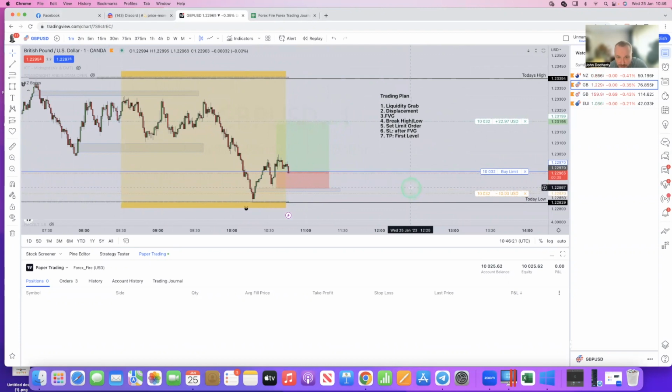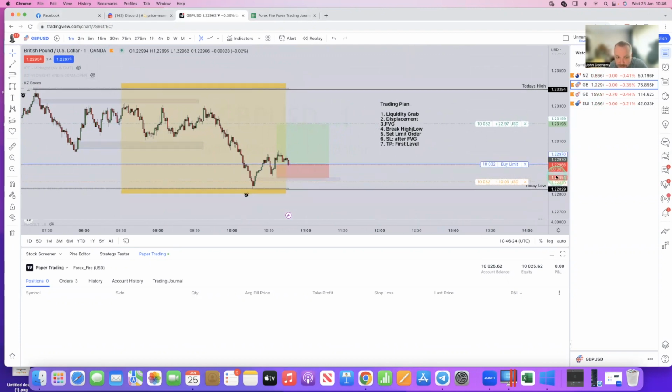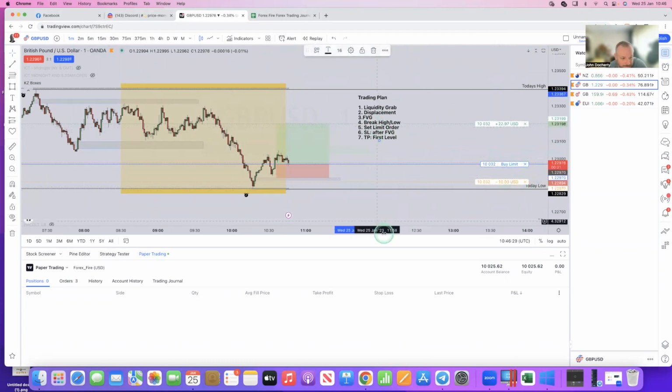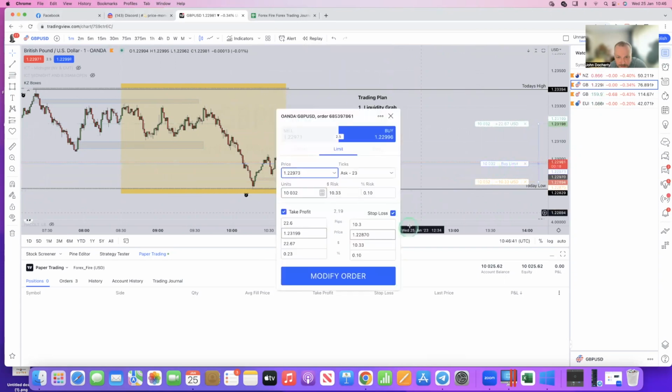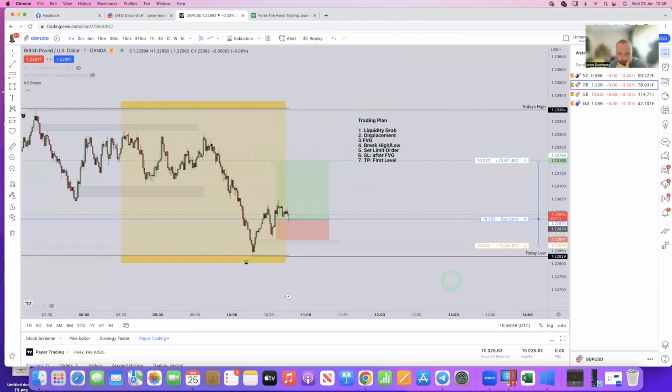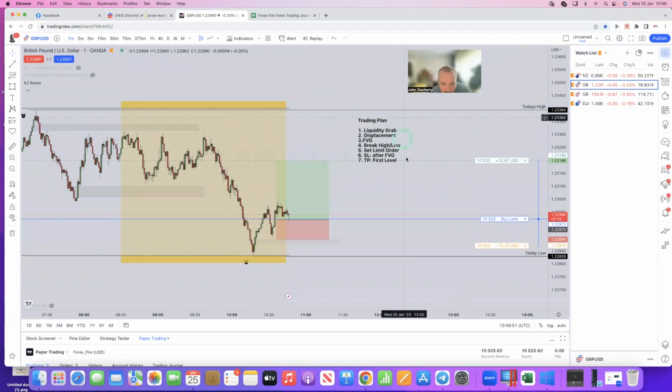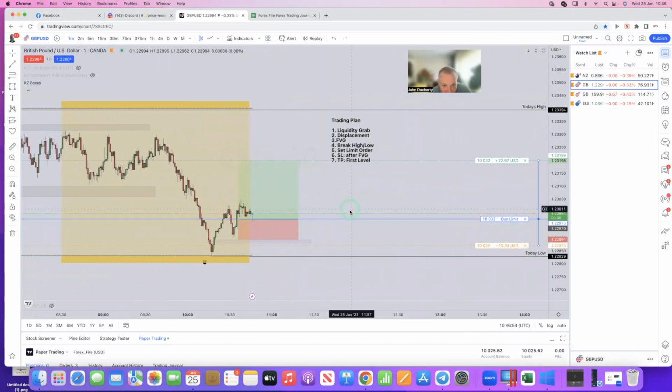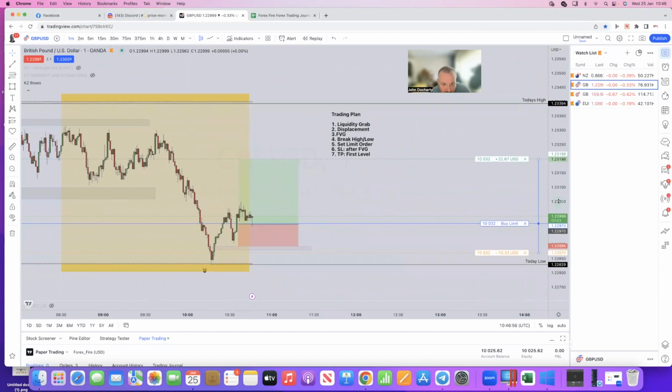Why is that not tagging in? Come on. That should be coming in. Now that says it's entered. Why is that not tagged in? Minimize this down. TradingView was playing up yesterday as well. That's definitely tagged in. I'll be annoyed if this doesn't go through.